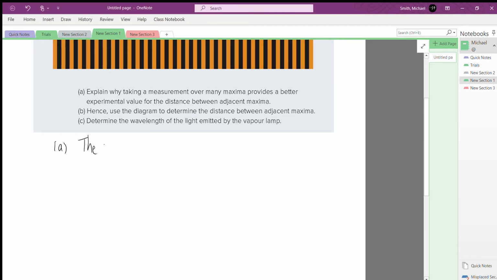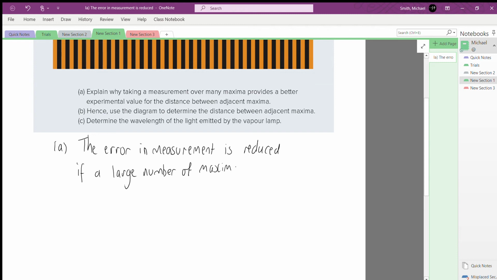the error in measurement is reduced if a large number of maxima are measured and an average is calculated.